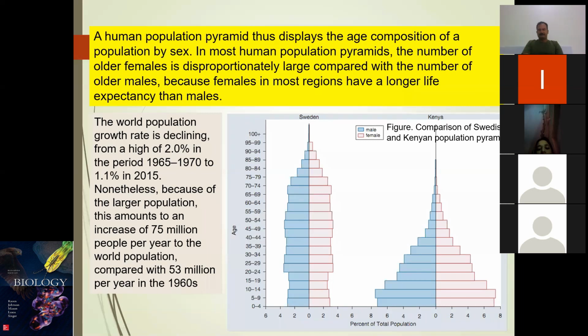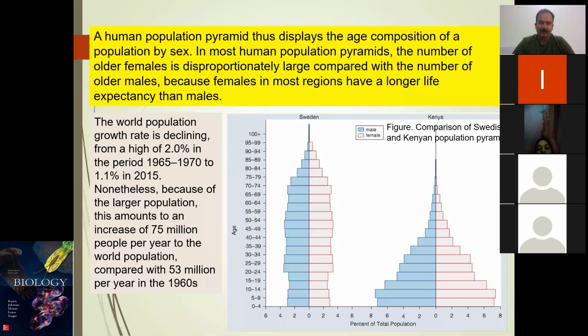Human population, as you know, includes male and female individuals, and these two genders are the essential part of the human population. In most of the countries, females' life expectancy is more as compared to males.